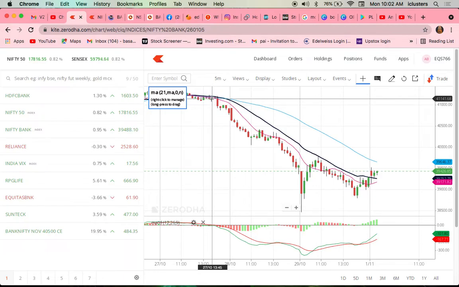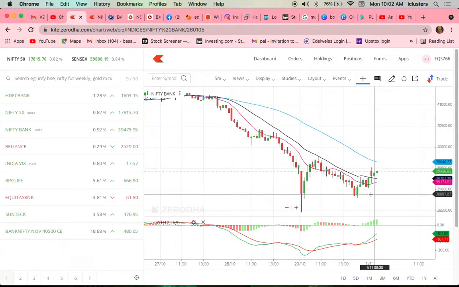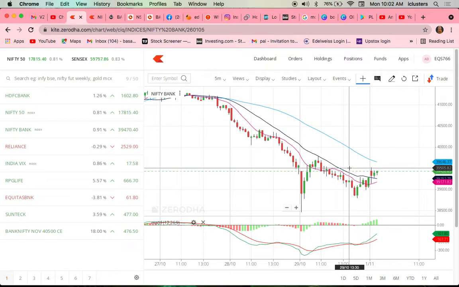That's it friends, thank you. This chart is not able to open because the server is slow. I hope you understand how to analyze this support and resistance area by multiple time frames.